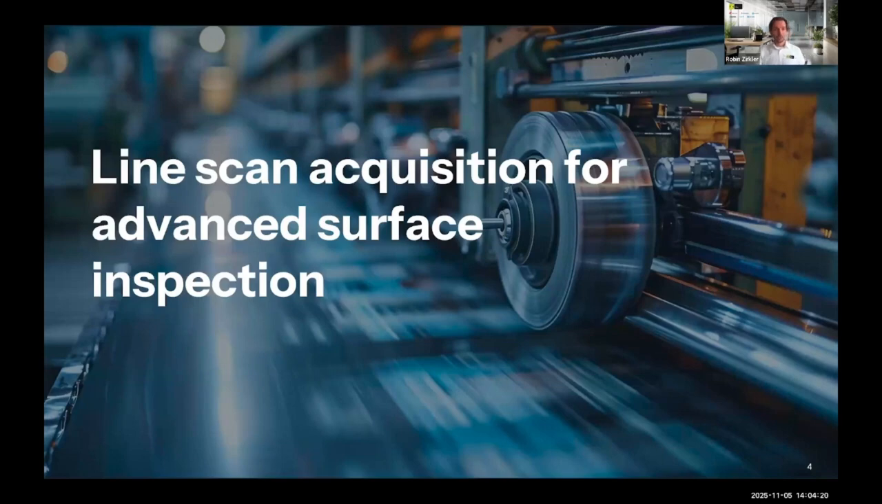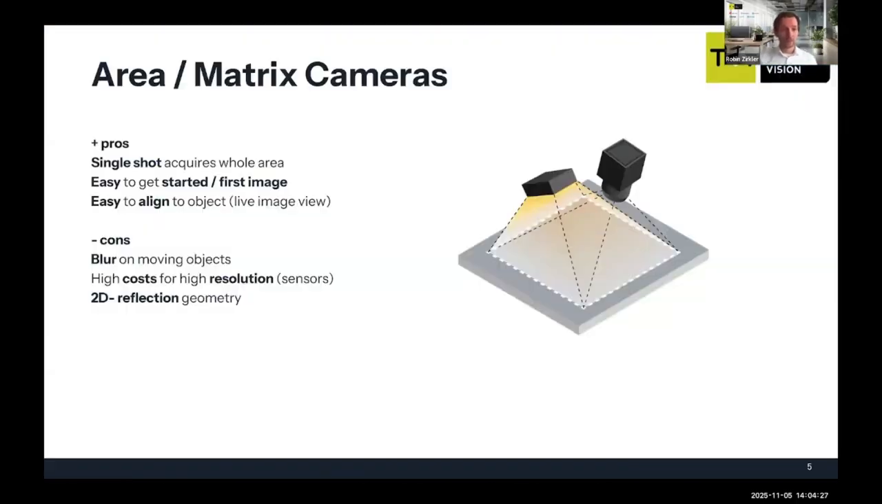So today, the topic is advanced line scan acquisition for surface inspection. Before I start, I want to make a short introduction about area cameras and line scan cameras. An area camera, like you have in your smartphone, is where a single shot acquires the whole image. It's easy to get started, to get the first images. It's easy to align an area camera. The cons are you have a blur on moving objects, high costs for high resolution because of the sensor, and the 2D reflection geometry.